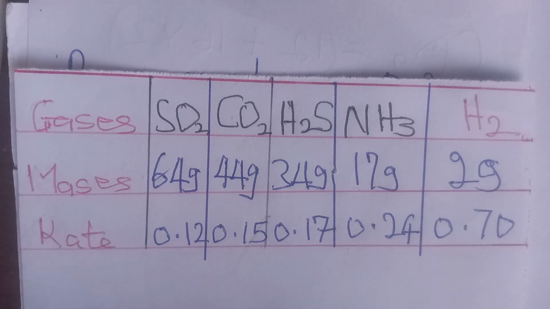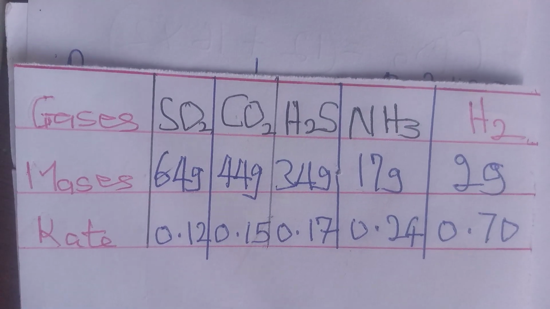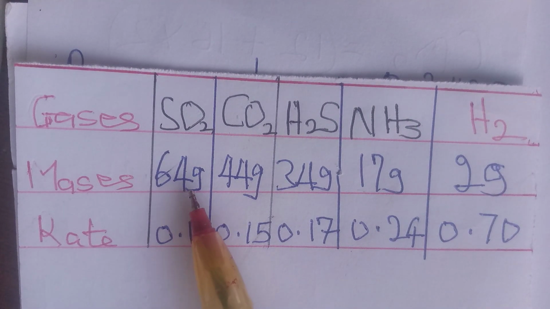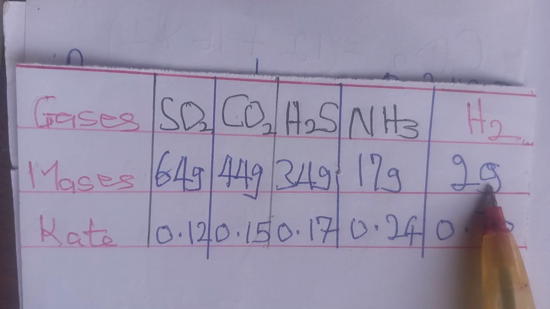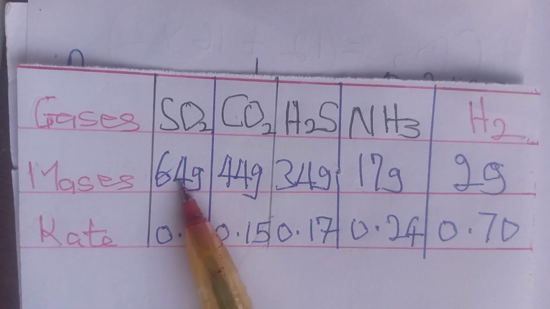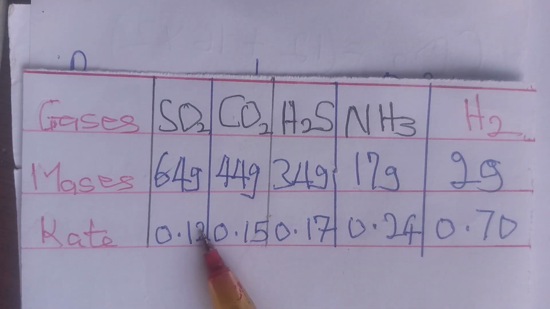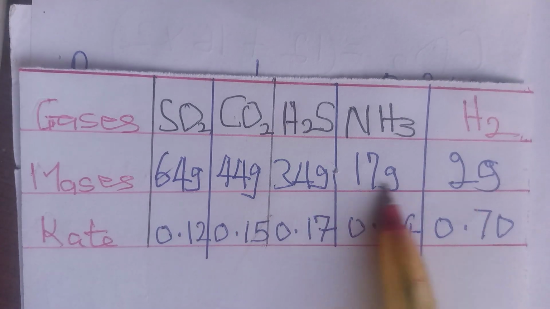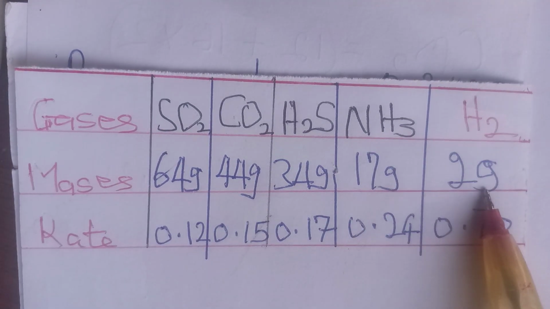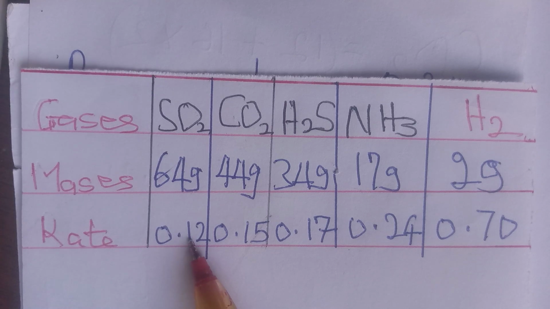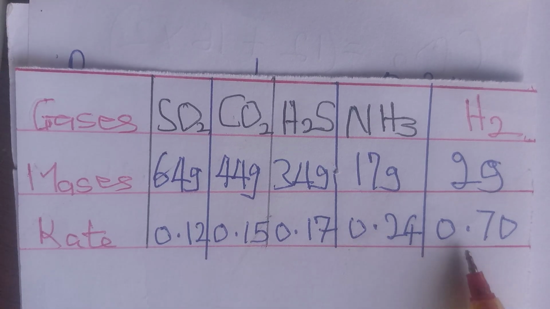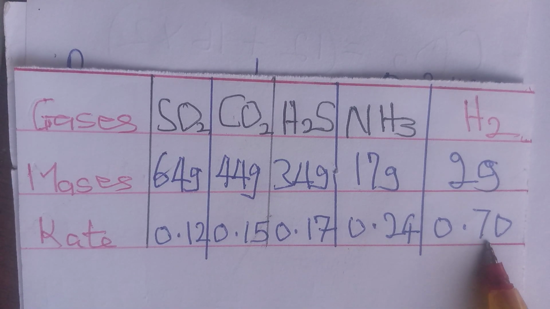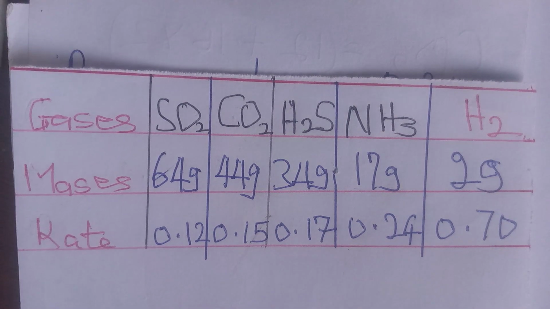So what can we infer? What are our conclusions from this analysis? You will observe that as the molar mass increases, the rate of diffusion decreases. Or as the molecular mass decreases from 64 down to 2, the rate of diffusion increases from 0.12 to 0.7. Again, verifying Graham's law of diffusion.